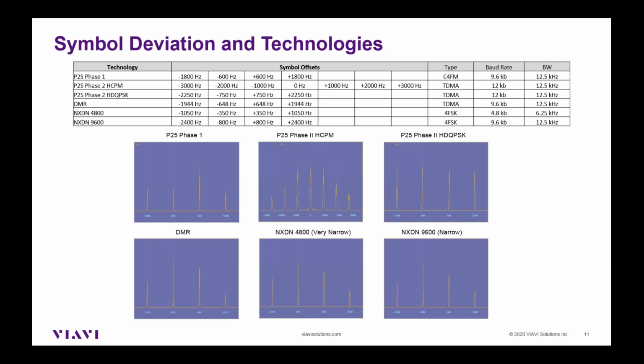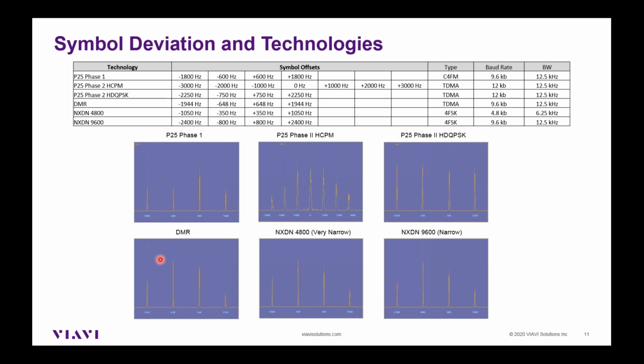Okay, so we talked about this a little bit already. This is a chart that shows some of the different symbol deviations or symbol offsets based on technology. Project 25 Phase 1 is plus and minus 1800 hertz on the outer symbols and plus and minus 600 hertz on the inner symbols. That's this chart here, the Phase 1. Phase 2 HCPM, you can see there's more symbols. The outer symbols are 3 kilohertz. Phase 2 HD QPSK type modulation, the outer symbols are 2250 hertz.